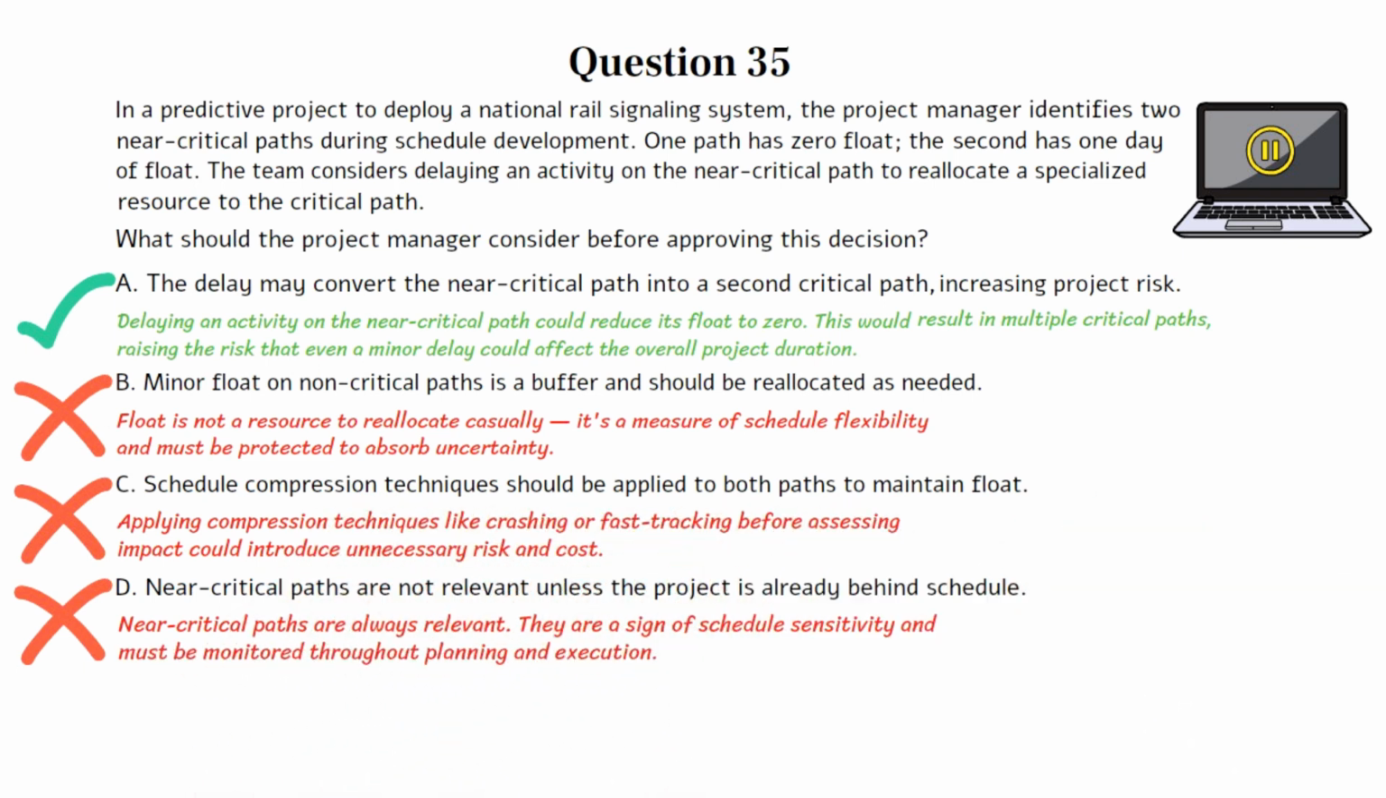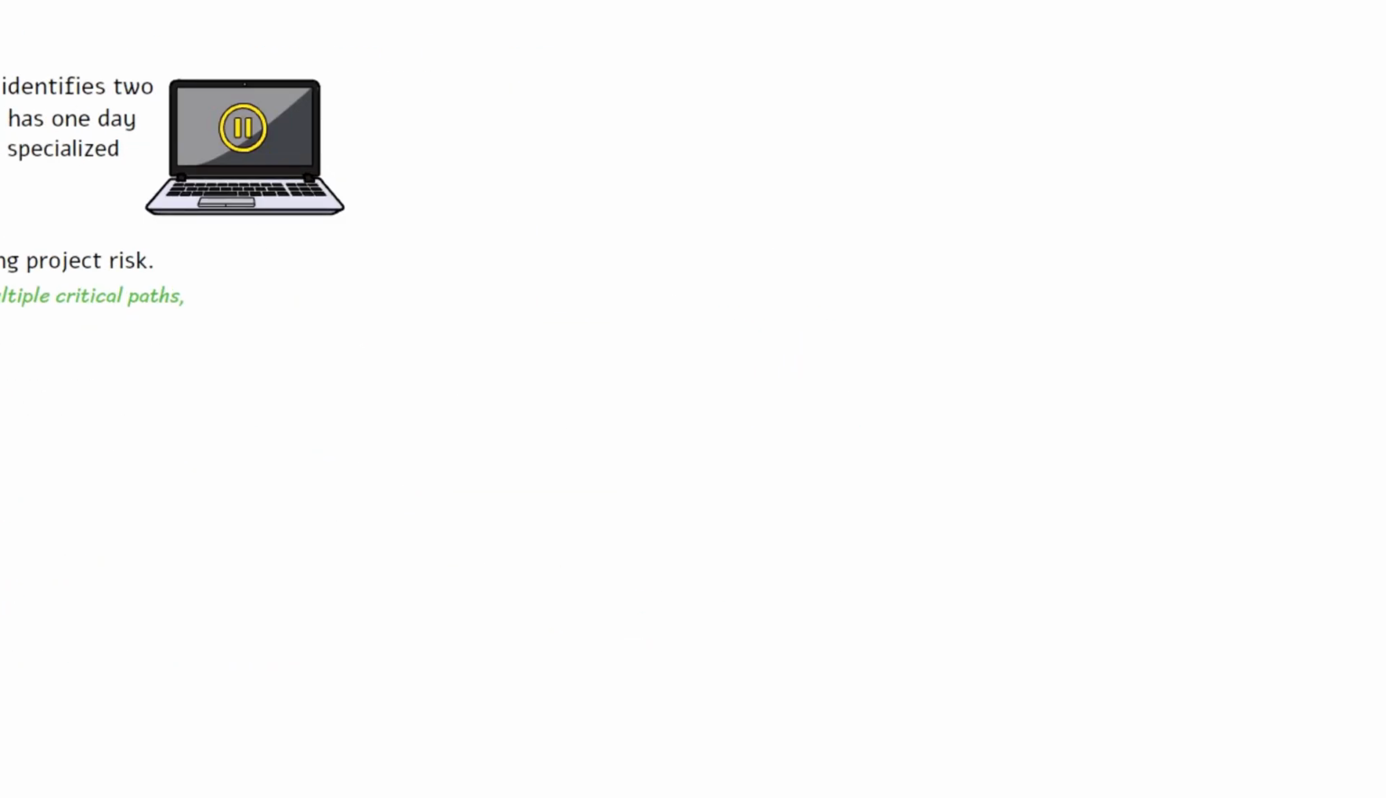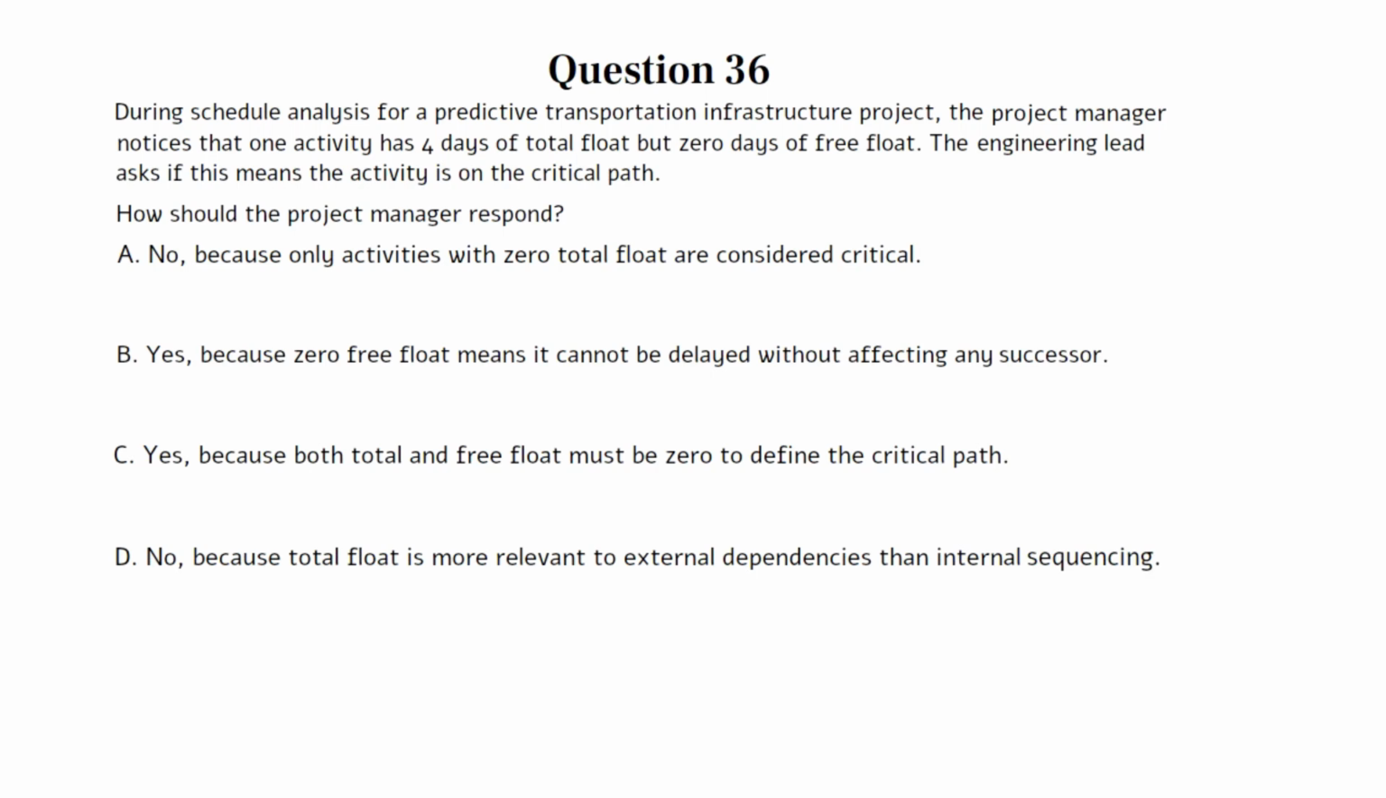Let's move on to the next question if you're ready. Question 36. During schedule analysis for a predictive transportation infrastructure project, the project manager notices that one activity has 4 days of total float, but 0 days of free float. The engineering lead asks if this means the activity is on the critical path. How should the project manager respond?